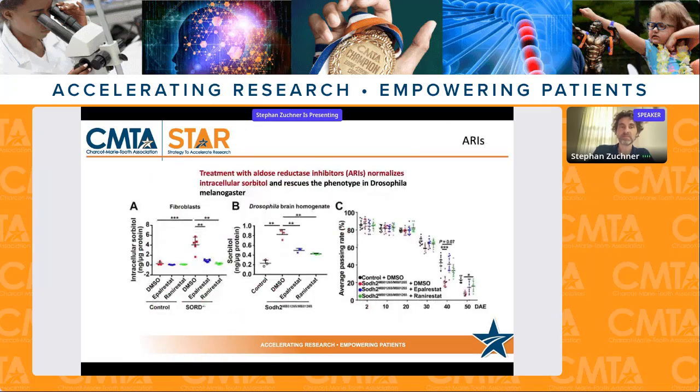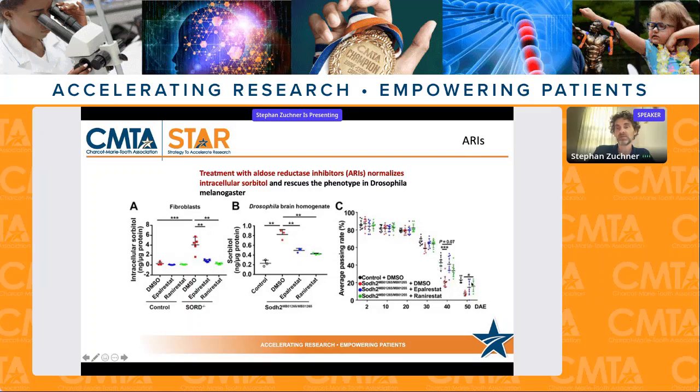And the most exciting piece is when we then took some of these aldose reductase inhibitors, and we treated these flies. Actually, this is the same experiment, how they walk. You see that, again, black and red, non-treated. As they get older, they don't walk as well. If we treat them, this is blue and green, they walk almost as good as the black ones.